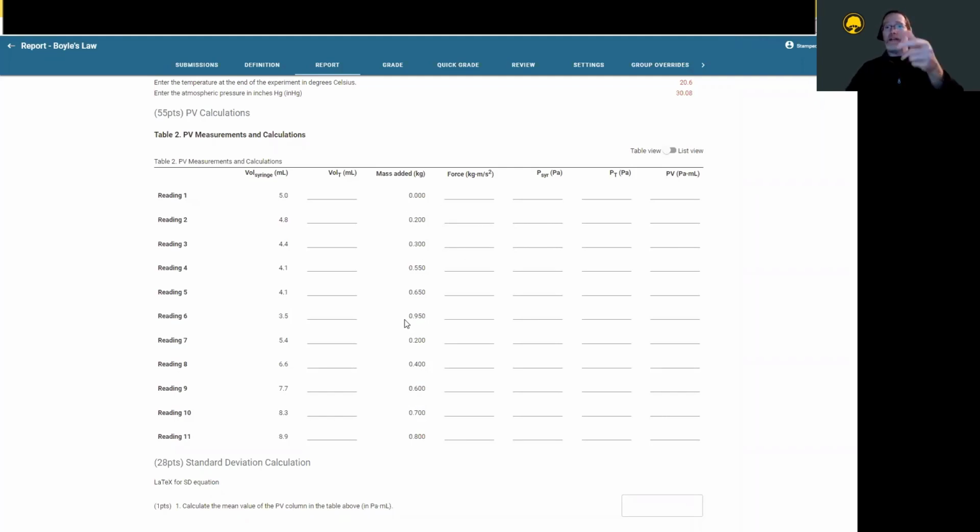Now we have to remember that the second set of data is the other way around. So now we're pulling open the syringe. So the volume number gets bigger and bigger and bigger as I'm adding mass, because now that mass is pulling. It's opening up the syringe, okay?